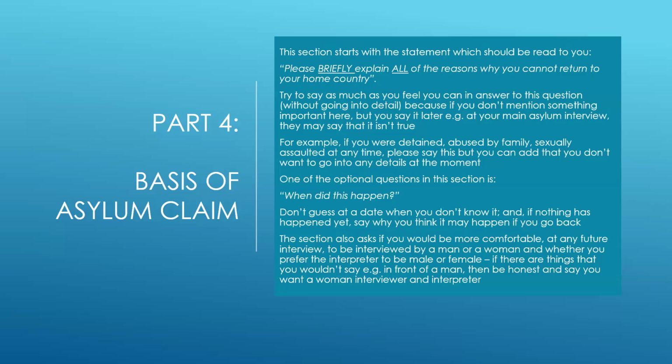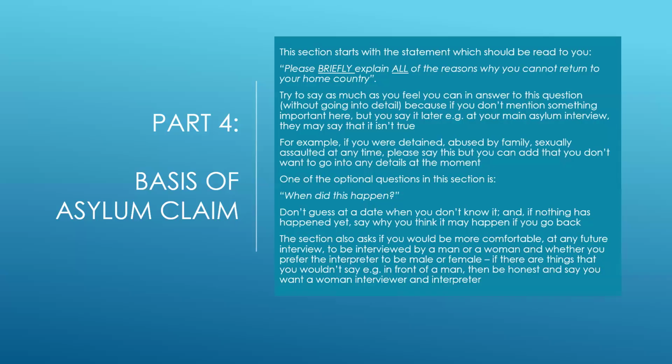So, for example, if you were detained, if you were abused by family, if you were sexually assaulted at any time, please say this, but you can add that you don't want to go into any details at the moment. It's hard, especially in the formal environment of an interview such as this, to say things that happened in your past that you don't really want to think about, let alone talk about. But if you can at least indicate to them that something bad has happened and what that is, without giving any details, then at least put that on the record if you can.